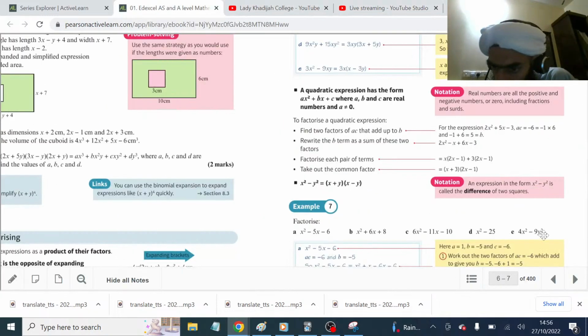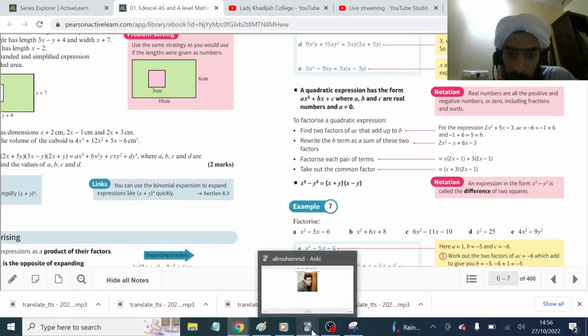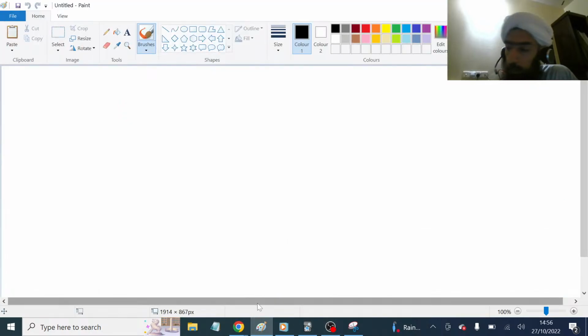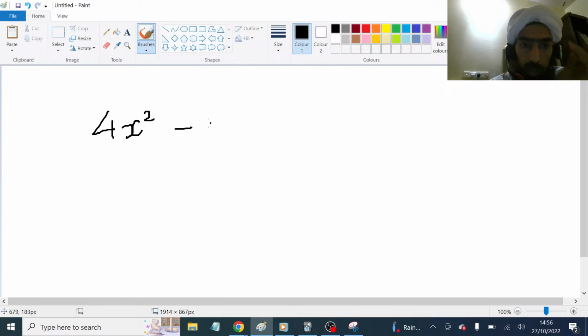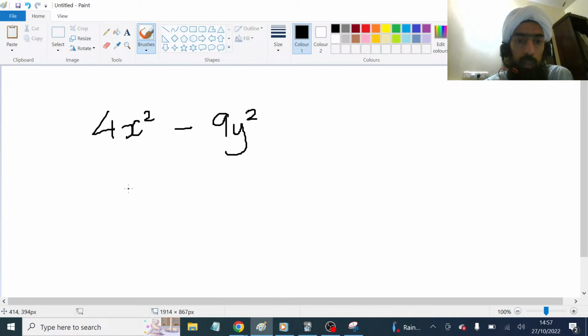And we are looking at 4x squared minus 9y squared. The textbook I'm working through is the official Edexcel Pearson textbook. So if you have that, you can work through the same examples as well and the relevant exercises. So this is 4x squared minus 9y squared. We are going to use the same technique. We know we are going to need double brackets because this is the difference of two things which are both square numbers.